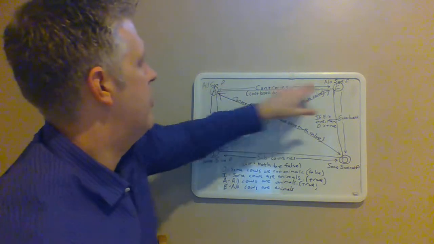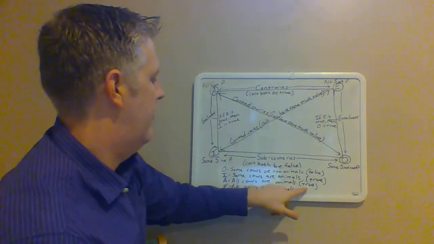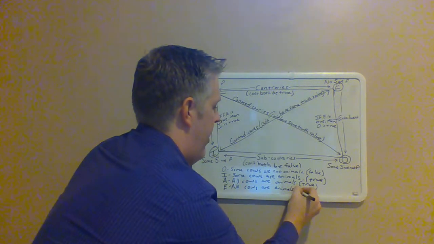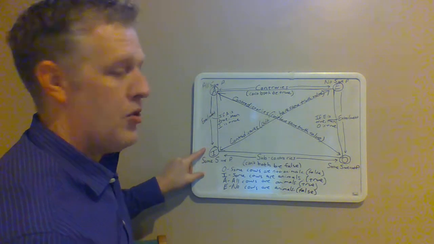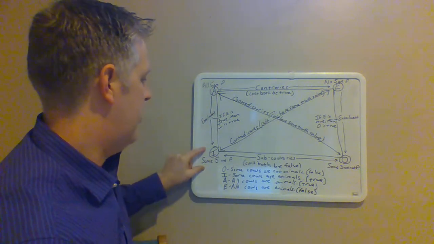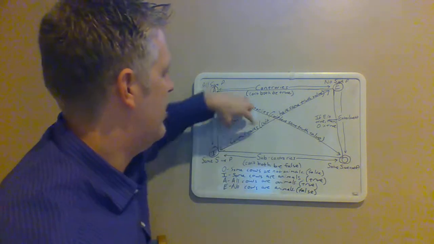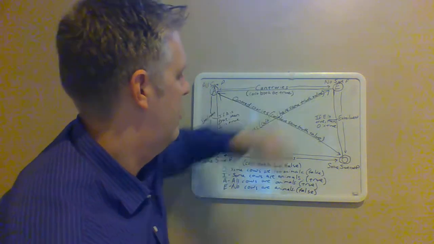Again, they can't both be true, E and A, right? So if A is true, we already know right off the bat that the corresponding E claim will have to be false. And another way we can infer that E is false is because we know that I is true, and these will never have the same truth value.